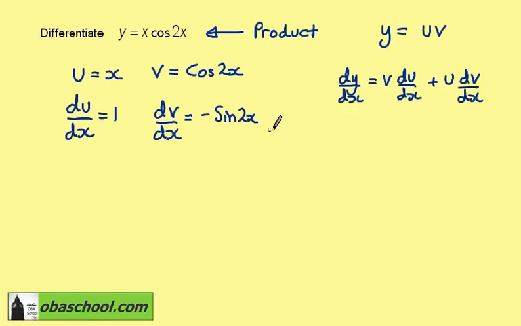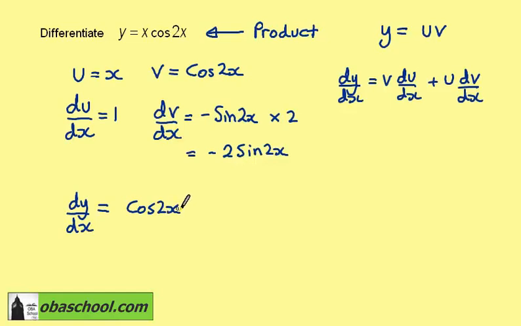differential of the inside function. If we differentiate 2x, we get 2. So dv/dx is minus 2 sine 2x. Following the product formula now, dy/dx is going to be equal to v du/dx plus u dv/dx. Plus times a minus makes this a minus 2x sine 2x.